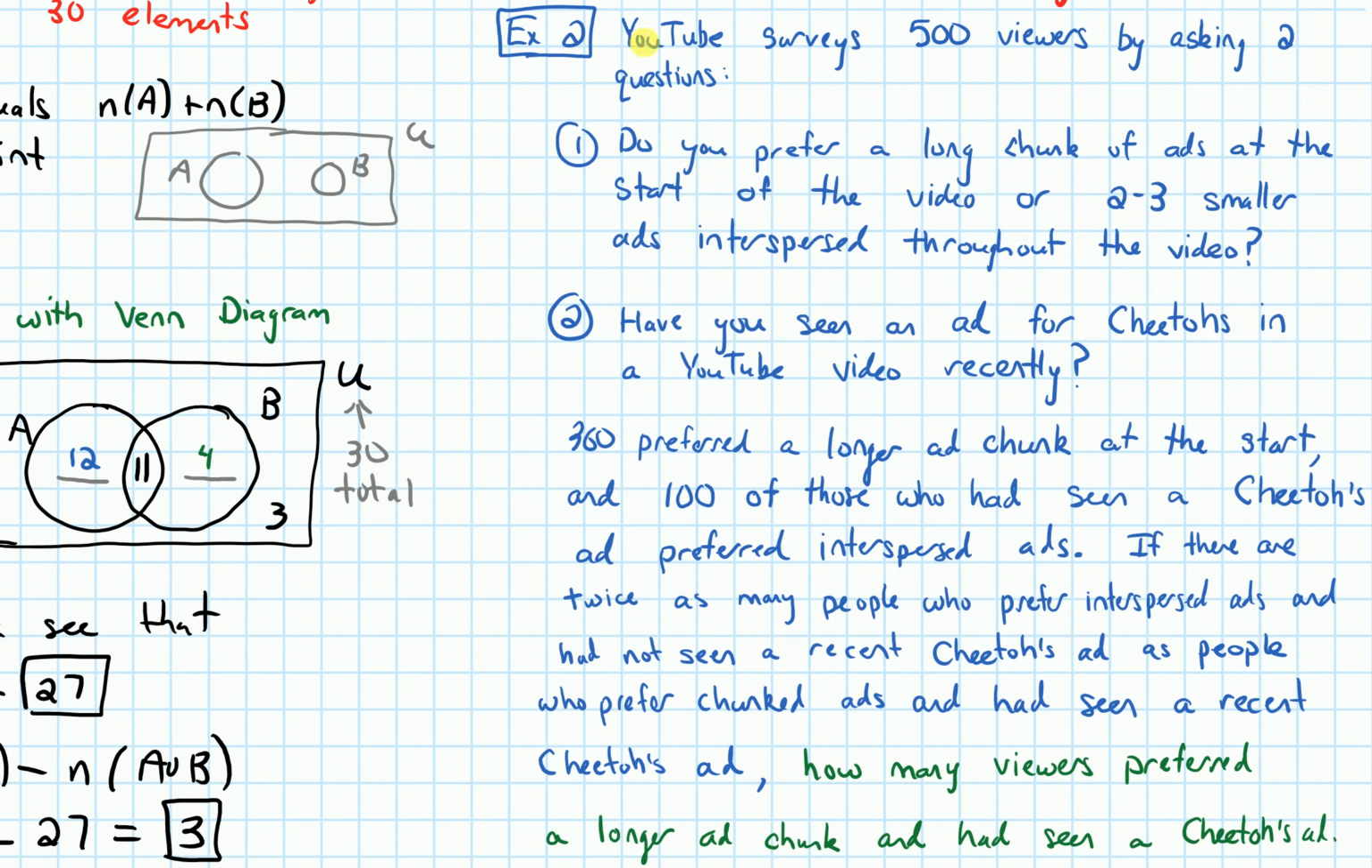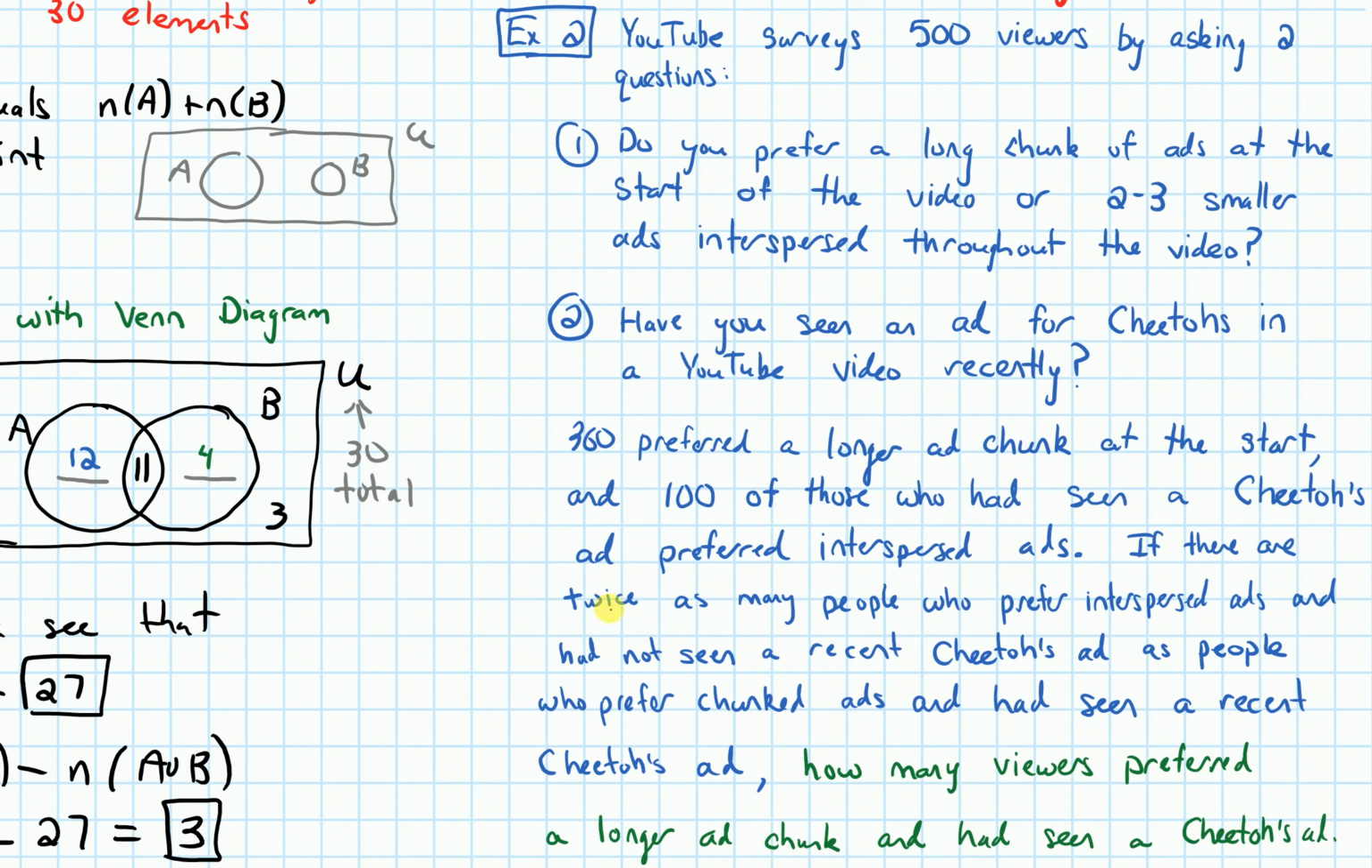So the question says that YouTube surveys 500 viewers by asking two questions. The first is, do you prefer a long chunk of ads at the start of the video or 2 to 3 smaller ads interspersed throughout? Question 2 is, have you seen an ad for Cheetos in a YouTube video recently? All right, then the question says, 360 people preferred a longer ad chunk at the start, and 100 of those who had seen a Cheetos ad preferred interspersed ads.